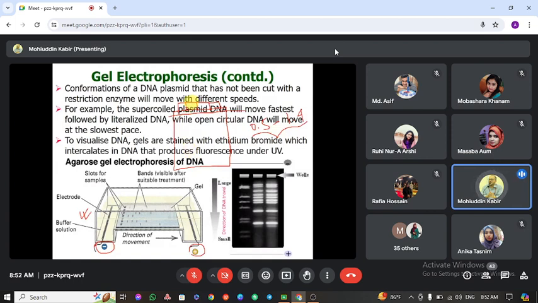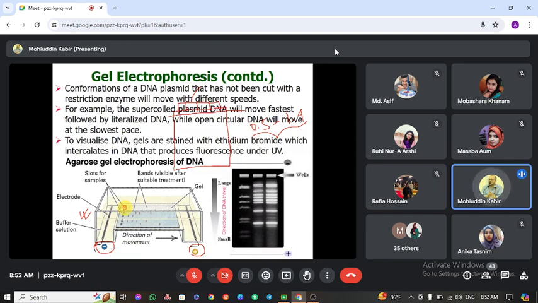Then we pull up that comb, and that comb creates the hole because there was no gel. And this hole that has been created by putting the comb is the place where we put our sample.